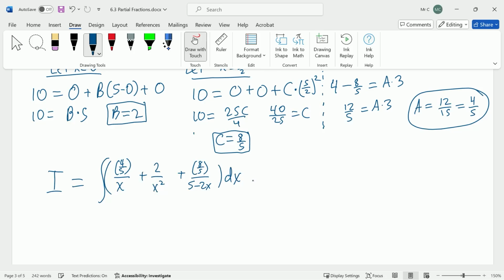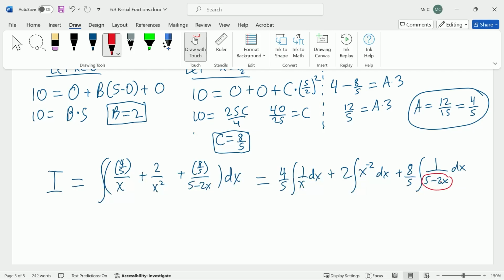And again, these are all pretty standard integrals. I'll rewrite them slightly. So we'll split this up, make it 4/5 the integral of 1 over x dx, plus 2 times the integral, and instead of writing as 1 over x squared, I'll write it as x to the negative second dx, plus 8/5 times the integral of 1 over 5 minus 2x dx. And of course, here, you need to do a u substitution. But again, that's a pretty simple u substitution that I'm going to skip.